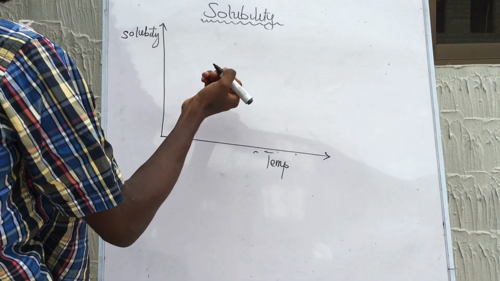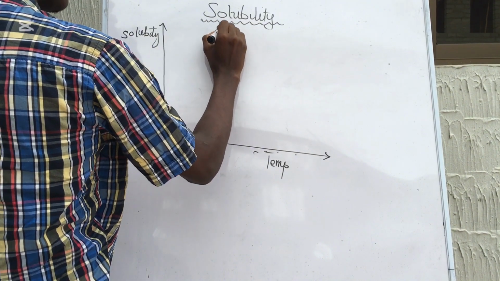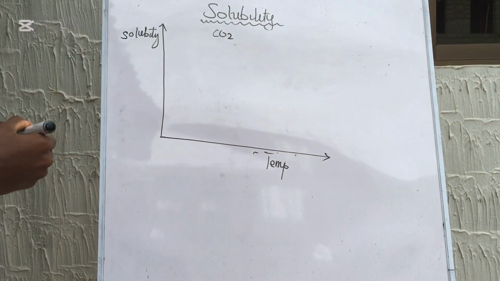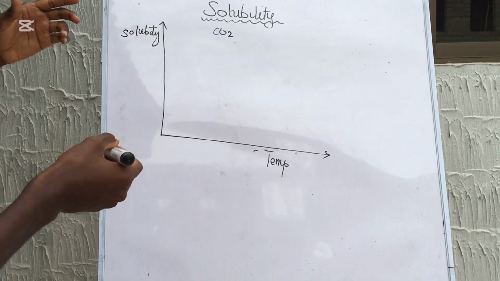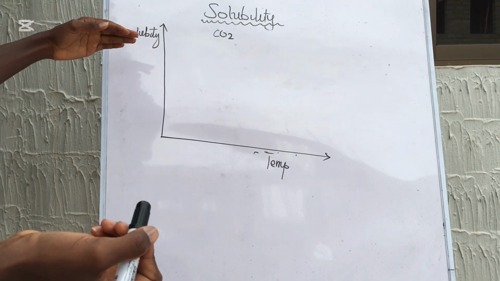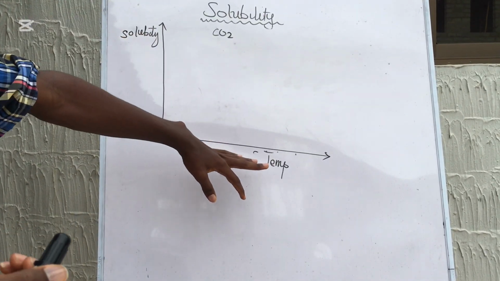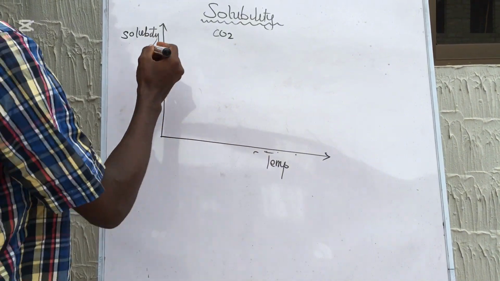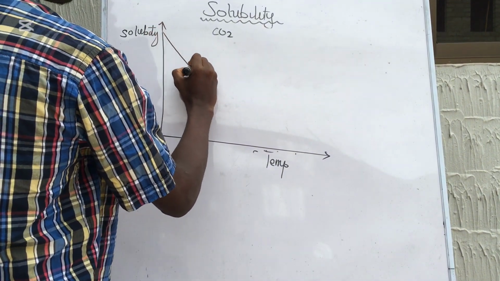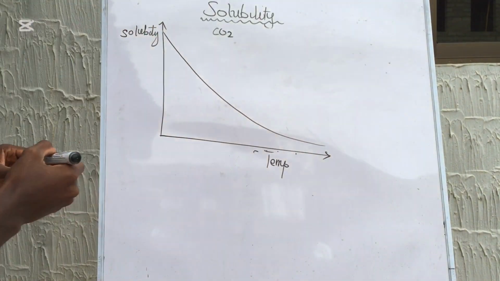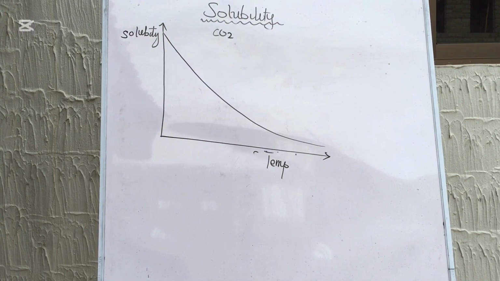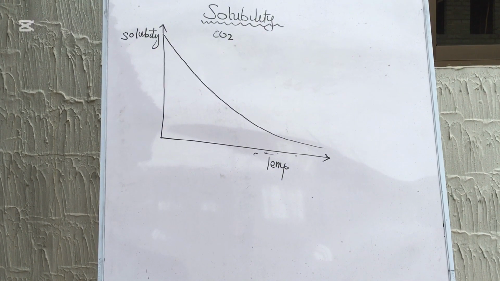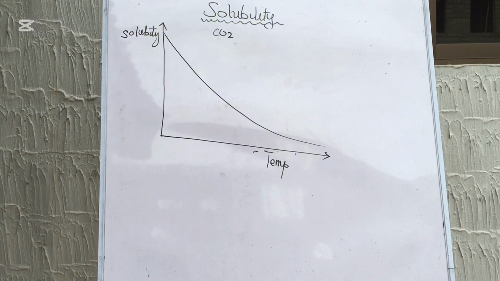So if you are having a gas like carbon dioxide, you can use this carbon dioxide to explain some of the concepts. For instance, carbonated drinks: why does the solubility decrease when you increase the temperature? This is a typical example of a gas. If you have a gas, the more you increase its temperature, the more you decrease its solubility. Carbon dioxide is a typical example.